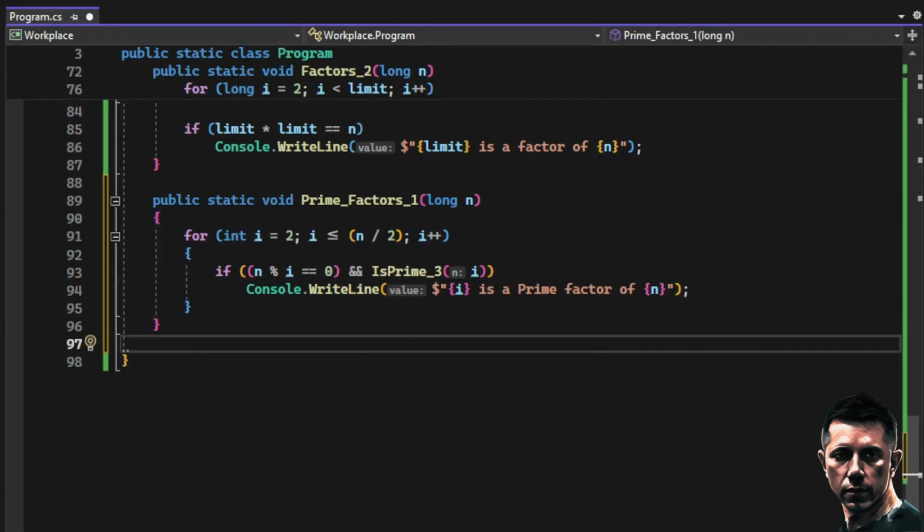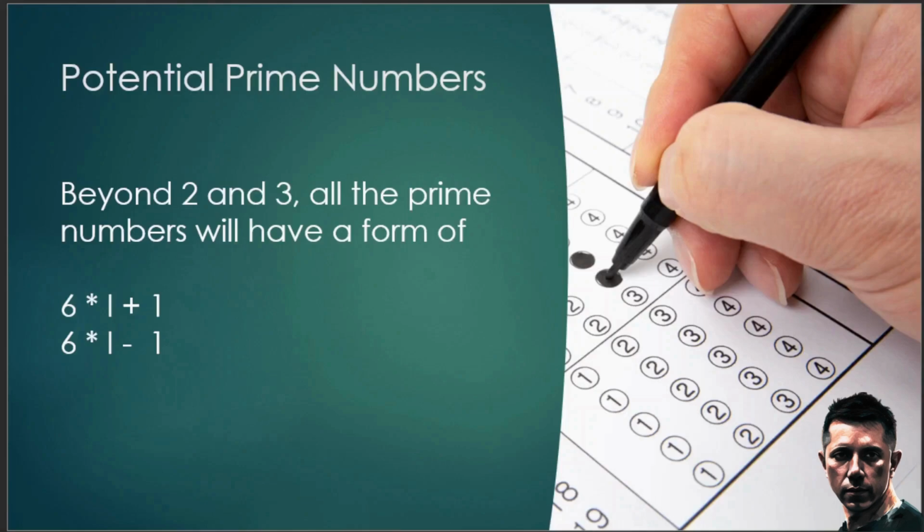There is another interesting oddity of prime numbers. Beyond 2 and 3, the prime numbers always take the shape of 6 multiplied by a natural number, plus or minus 1. For example, if the natural number is 1, then the potential prime numbers are 5 and 7, 6 multiplied by 1, plus minus 1. If the natural number is 2, then the potential prime numbers are 11 and 13, 6 multiplied by 2, plus minus 1, and so on.